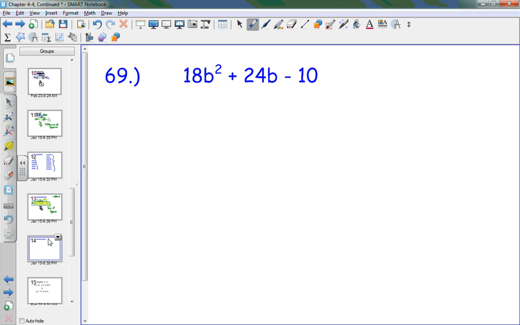Smallest number? 10. Are they all divisible by 10? What's the next biggest factor of 10? 5. Are they all divisible by 5? No. What's the next biggest factor of 10? 2. Are they all divisible by 2? They're all even, so they all have to be divisible by 2. So I know I have a GCF of a 2. So I need to yank out a 2. So 18b squared divided by 2 is 9b squared. 24b divided by 2 is 12b. Minus 10 divided by 2 is 5.